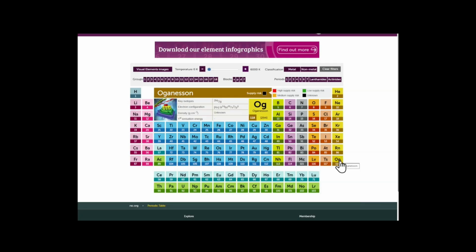oganesson, which has an unknown density. This wouldn't exist naturally on Earth in nature. This would probably only exist for fleeting moments, very, very short periods of time in labs. And it has no real use for us that we know of yet. I mean, you may be watching this in 50 years' time and this will be very important, but currently there's no use for this.